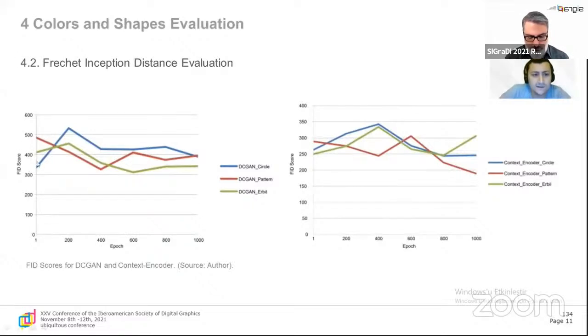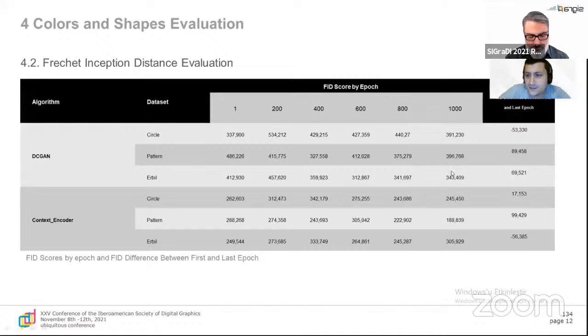We need to see the difference between the starting epoch and the final epoch with Fréchet inception distance. As you can see, here are the Fréchet inception distance differences between the first and last epoch. And we can see that the biggest difference occurs for the pattern data set here. So we can say that in terms of Fréchet inception distance, the context encoder is the best one with the pattern data set. But in this GAN, the pattern data set is again the most successful one, as we can see the difference between the first and the last epoch, the Fréchet inception distance has the biggest value.